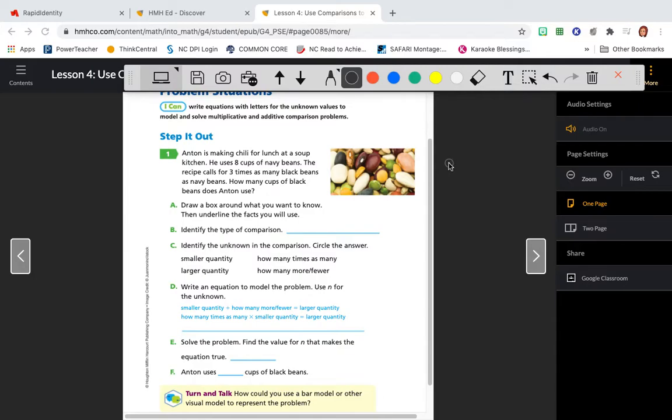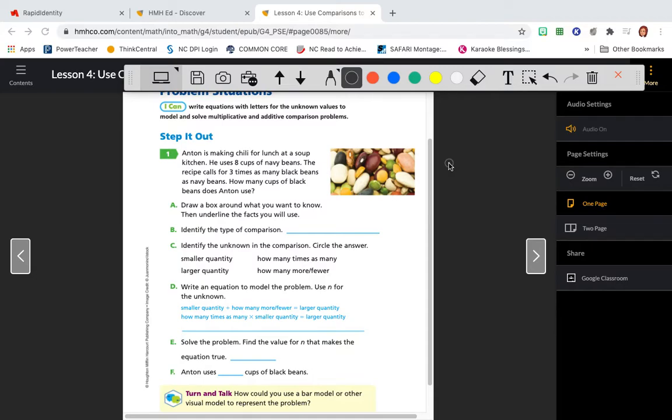Today we're continuing looking at comparisons this week, and we're going to try to figure out which comparison would work best for the problem that we've been given. We're also going to remember that when we have an unknown value, we want to use a letter to show that unknown value. So it says Anton is making chili for lunch at a soup kitchen. He uses 8 cups of navy beans. The recipe calls for 3 times as many black beans as navy beans. How many cups of black beans does Anton use?